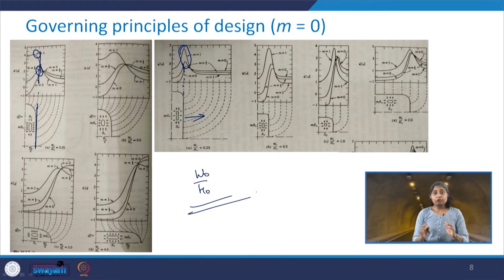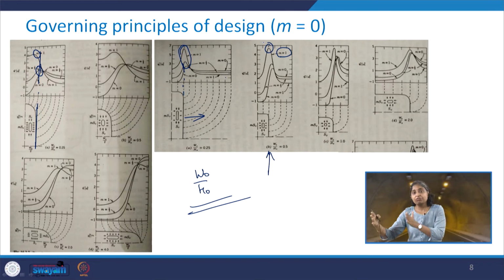Now another aspect: the more the stress concentration, the more rapid is going to be the reduction with the distance from the boundary. Take a look, for example, at this figure. Here, corresponding to m equal to 1, this is the maximum stress concentration factor. And you see when you go away from the boundary of the opening, with m equal to 1, see how it is going here. The reduction is so rapid here.